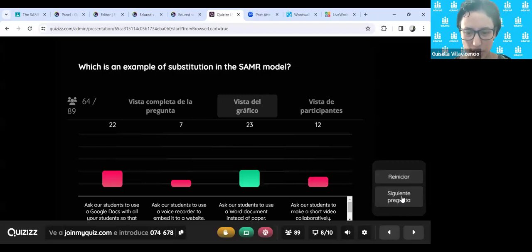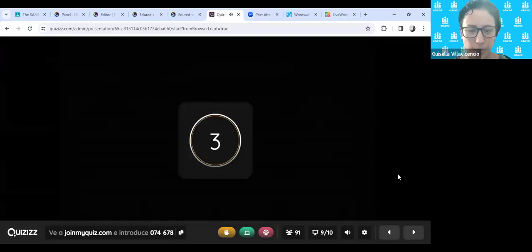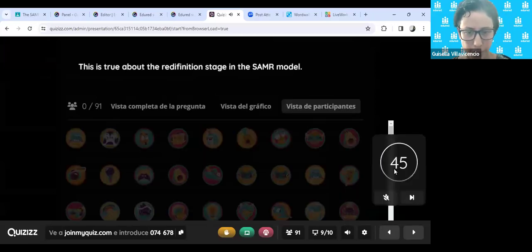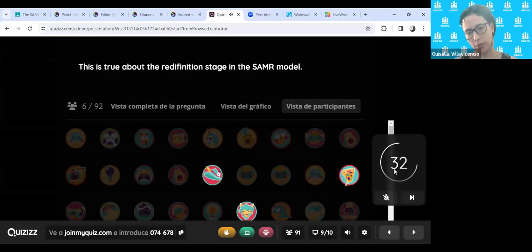Next question. The next question, 9. We're about to finish. Which of these is true about the redefinition stage in the SAMR model? Redefinition. Redefinition is a top.